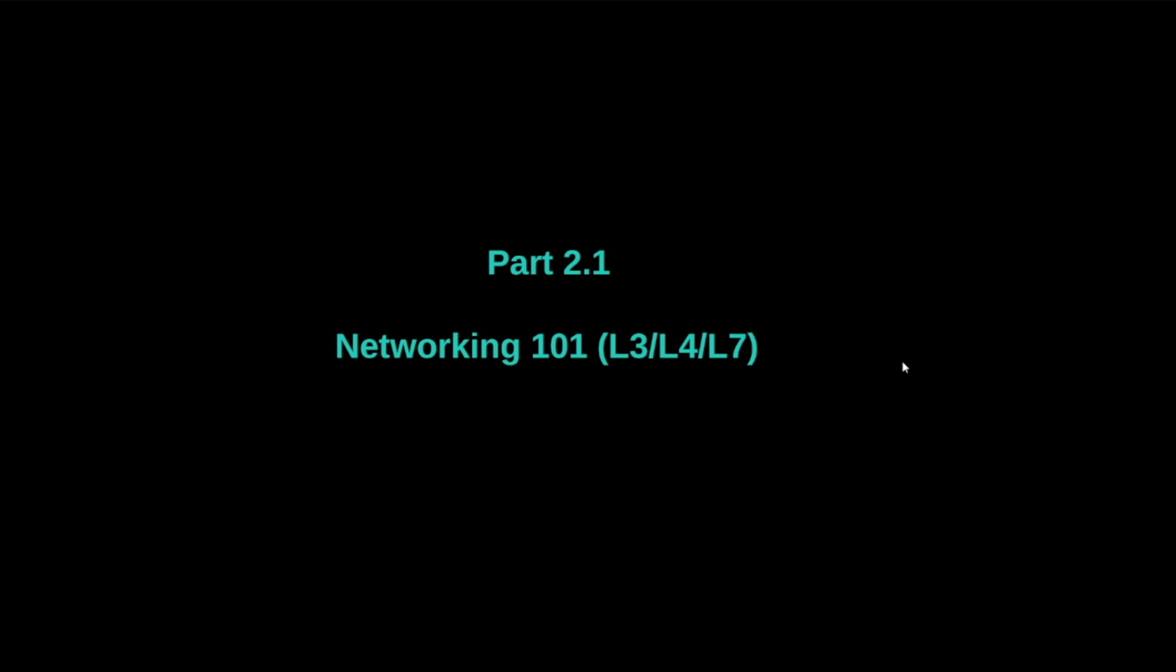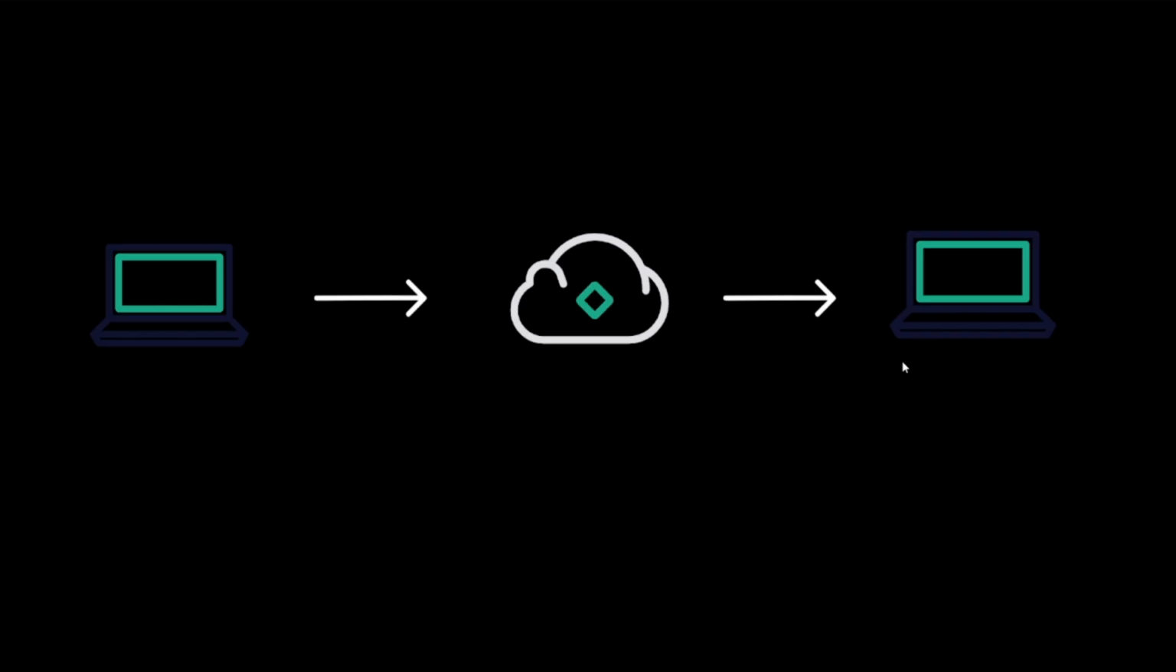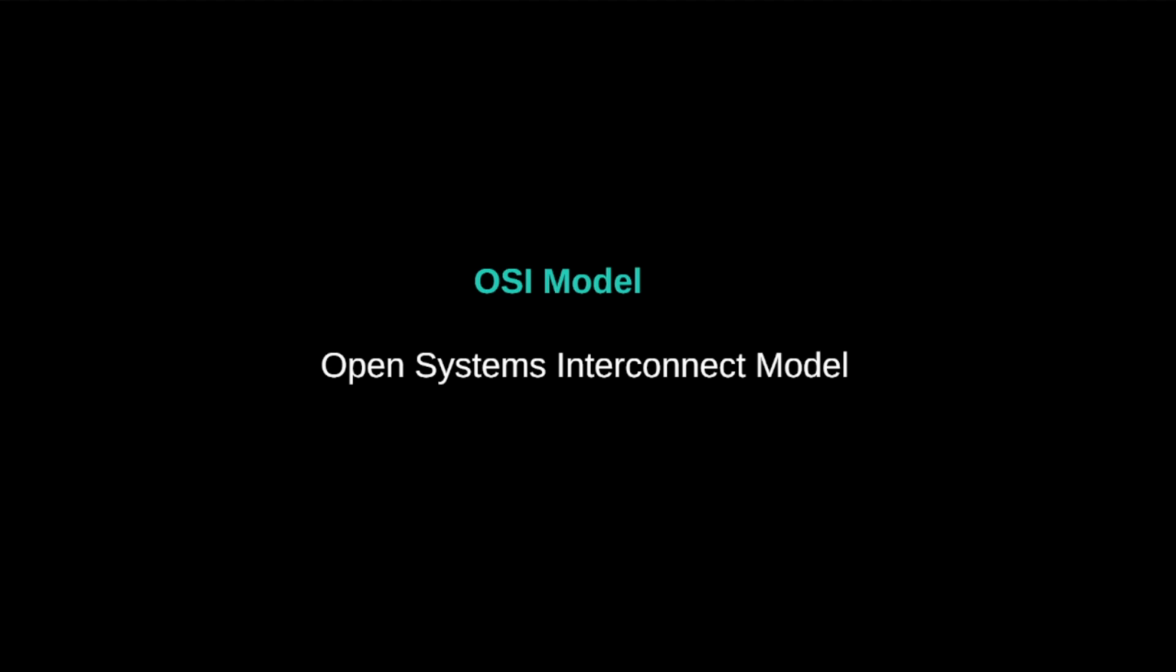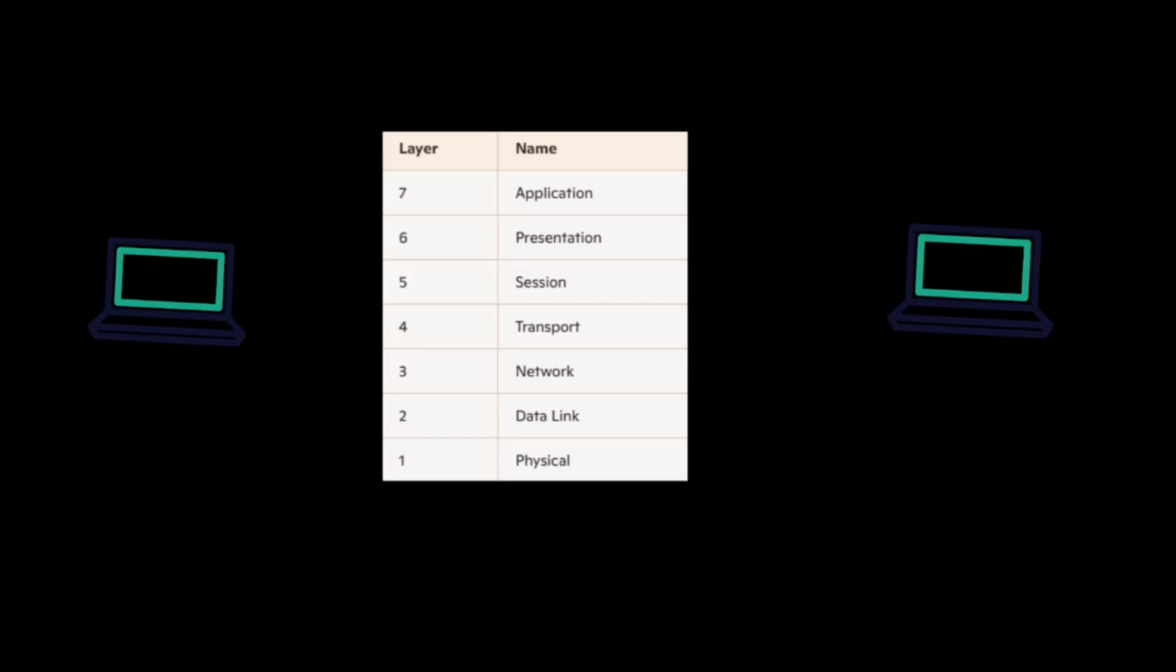Today we are at part 2.1 and we are discussing the basics of networking. Every time you load a web page, send a message or stream a video, data travels across networks. But how does it actually move? To understand that, we use the OSI model. It means Open Systems Interconnect model, a layered framework that breaks down communication into 7 steps. Each layer has a job. Together, they make the internet work. For system design, we focus mostly on 3 layers: the network layer, the transport layer, and the application layer. But let's walk through all the 7 for clarity.